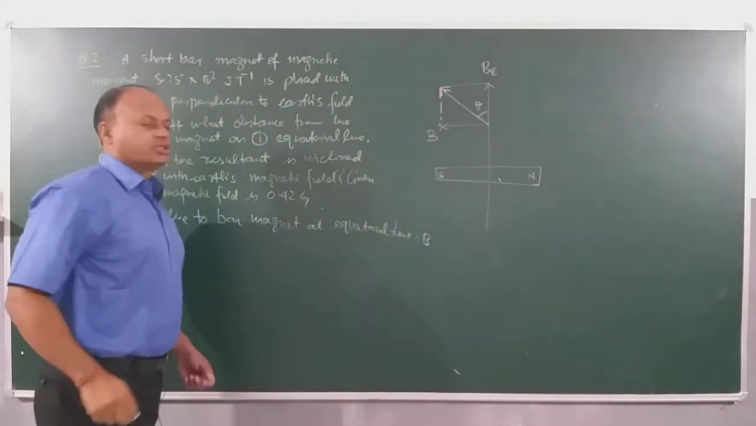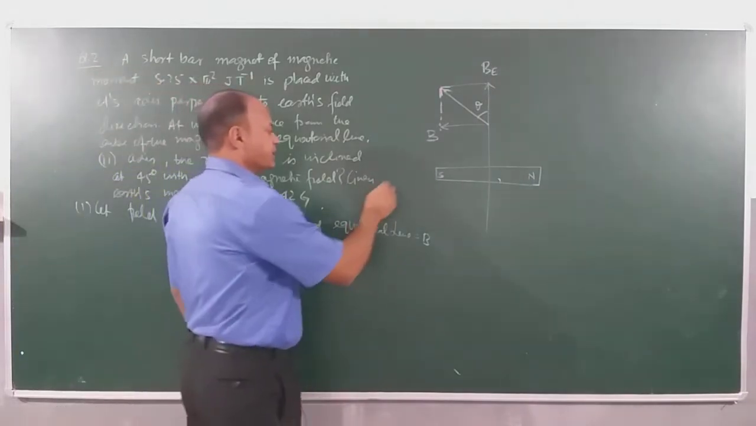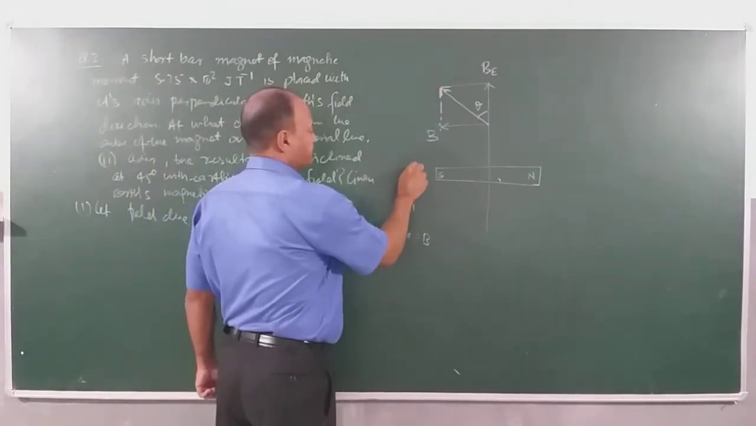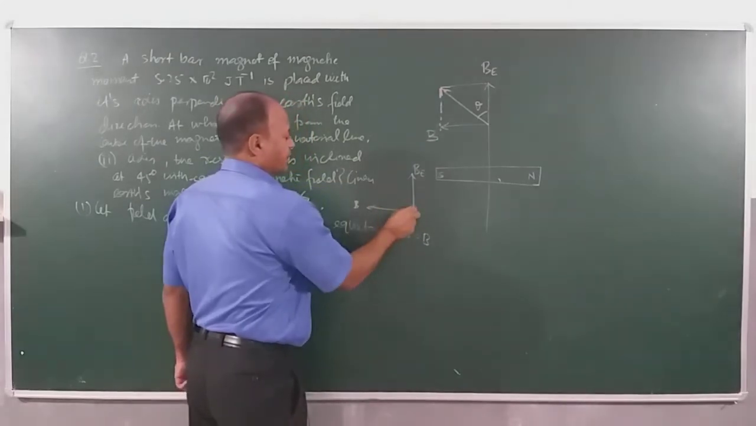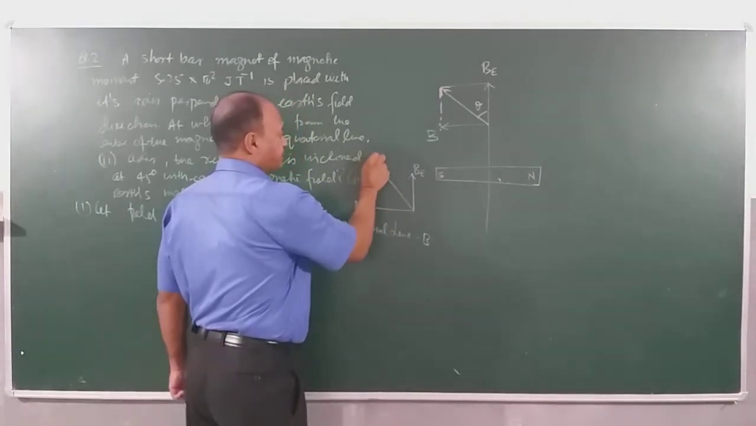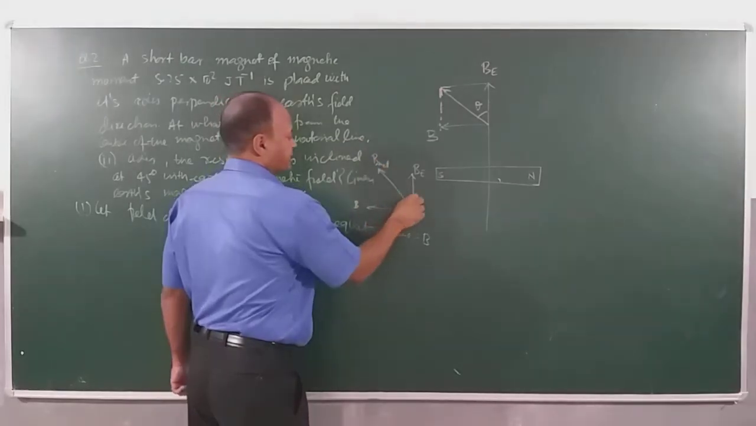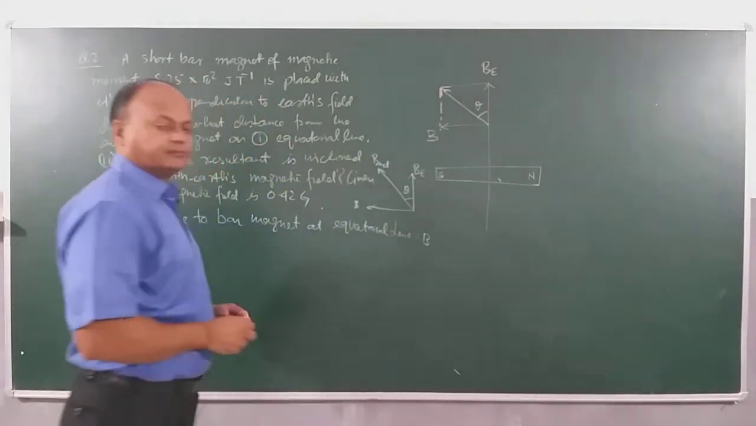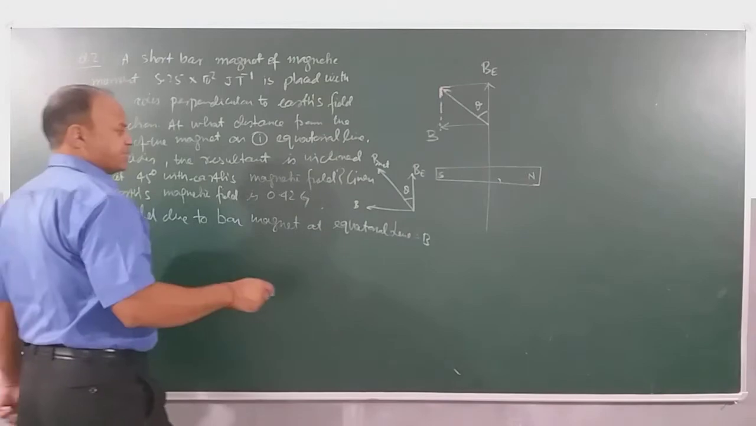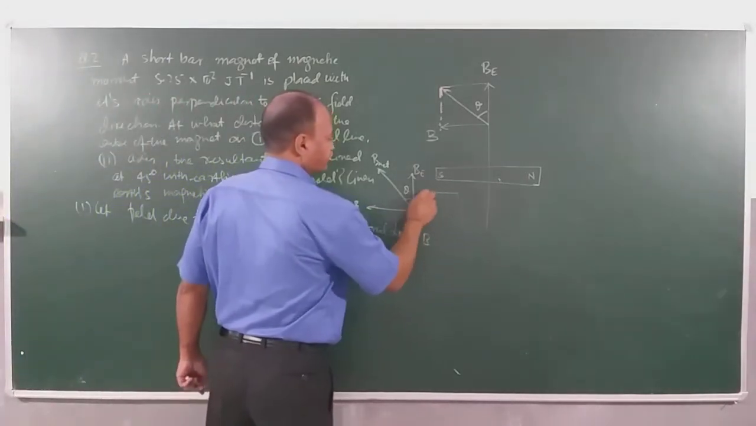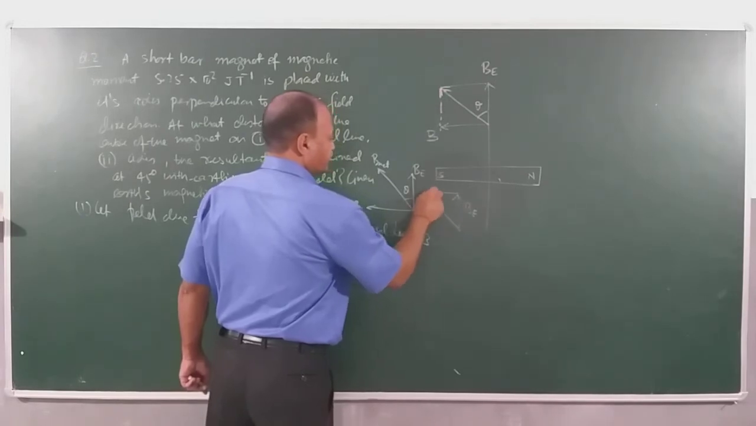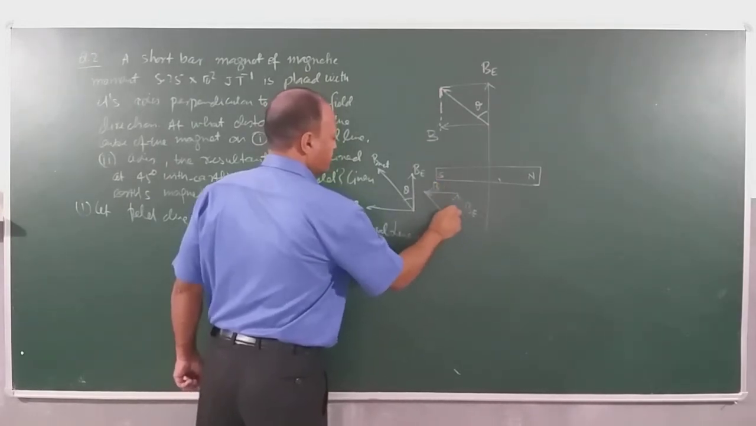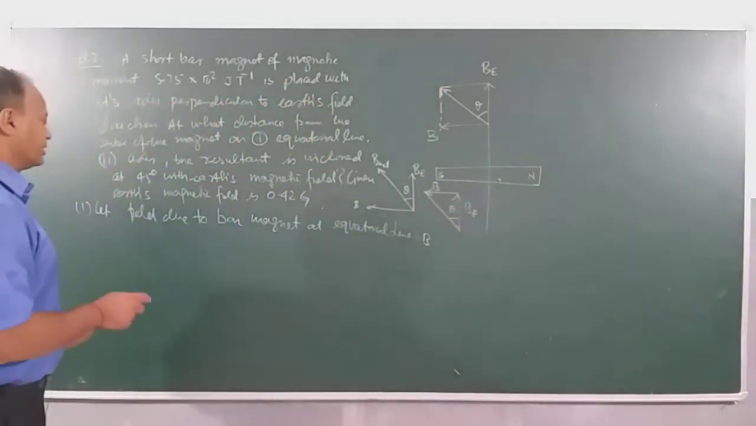So children, we got two fields as you can clearly see. This is BE, and this is B due to the magnet, and this is the net magnetic field. And how much is this angle? Theta. Clear? So clearly from this diagram, and this angle is theta. So tan theta is how much, children?